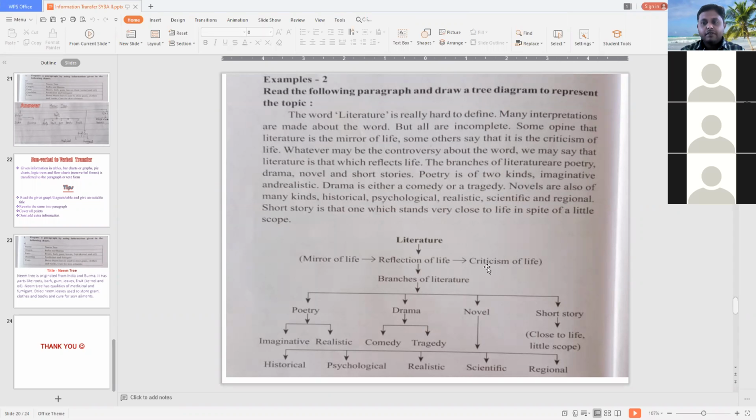The branches like poetry, drama, novel, short story. Right? Again, poetry has subtypes, that is imaginative, realistic. Drama has subsections, comedy, tragedy. Again, novel has subsections, historical, psychological, realistic, scientific, and regional. Short story has no types, right? Information is given only, that is close to life and little scope, right? So this diagram gives information about literature.